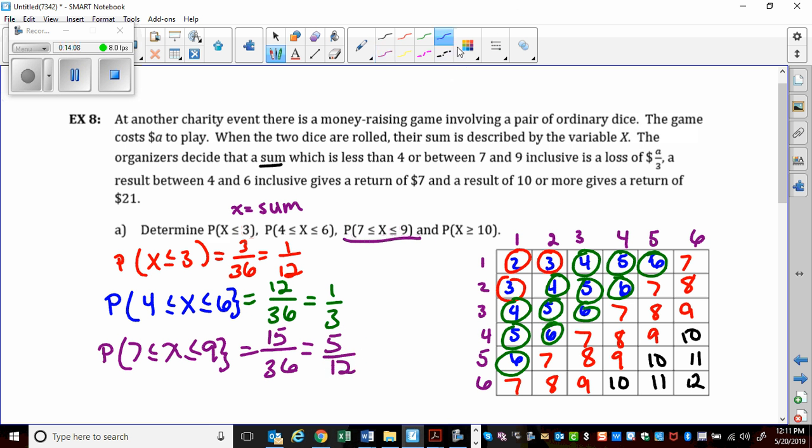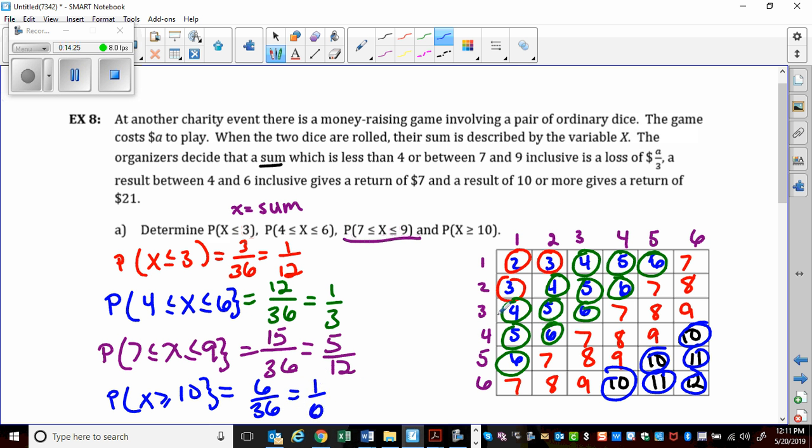And we have one more. We're going to see the probability that the sum is greater than or equal to 10. And I made these black. So 1, 2, 3, 4, 5, 6 over 36, which simplifies to 1 over 6.